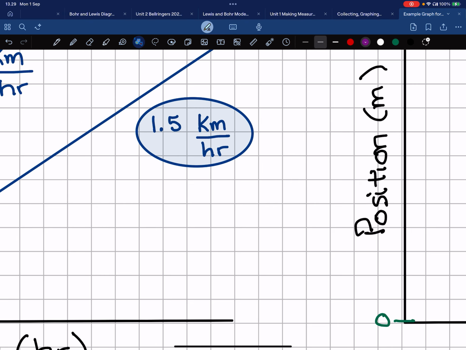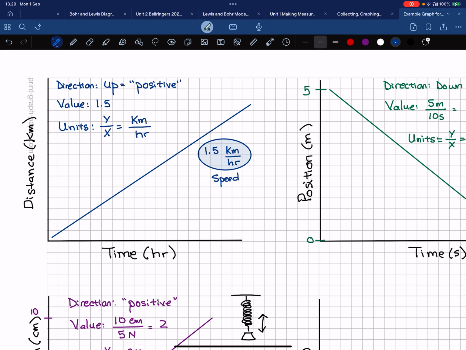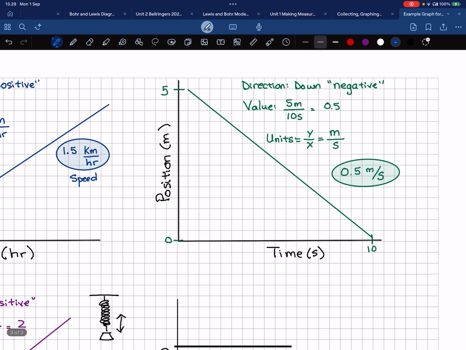Just like this was the speed of whatever that was, 1.5 kilometers per hour, and position in time, meters per second. This was also the speed of that. And that should have been negative. We'll get into that later. Negative is down. All right.